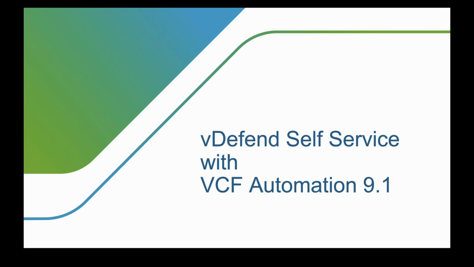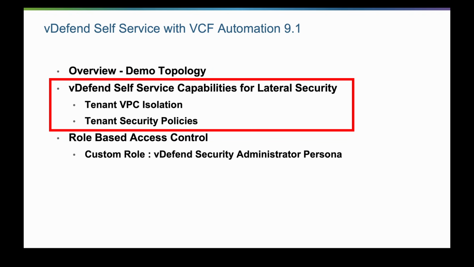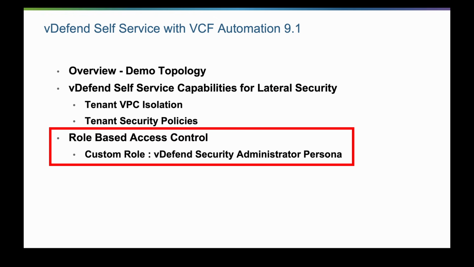Today I will be talking about vDefend self-service with VCF Automation 9.1. We'll start off with an overview of the demo topology. Then we'll look into the vDefend self-service capabilities for lateral security. We will use those capabilities to create tenant VPC isolation as well as for tenant security policies. Finally, we will conclude with role-based access control, where we will create a custom role for vDefend security administrator persona.